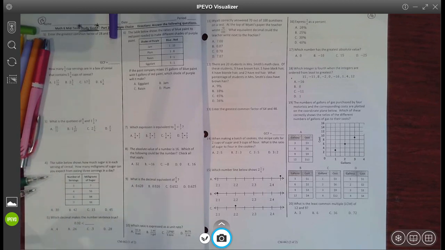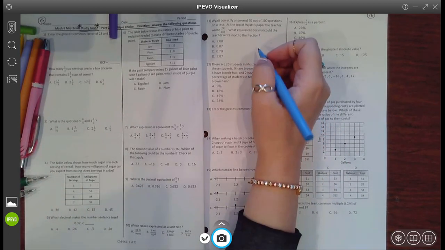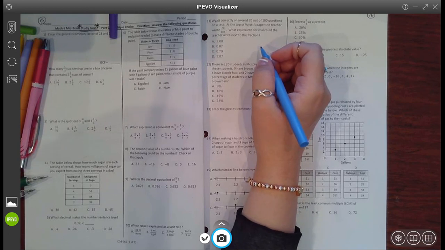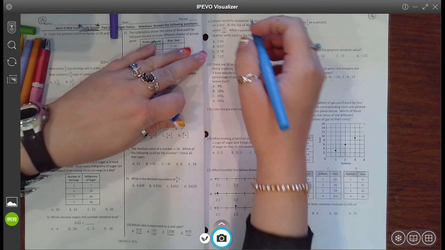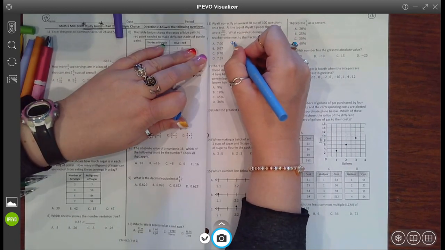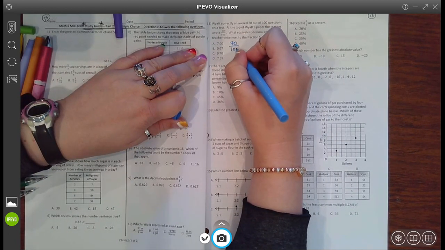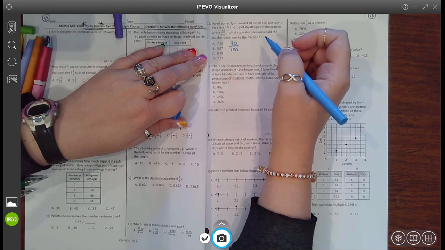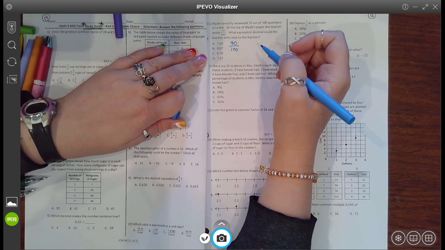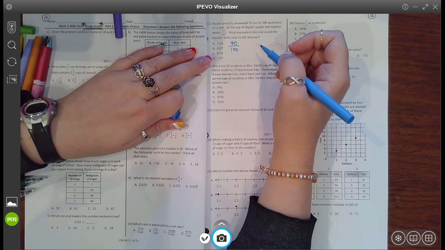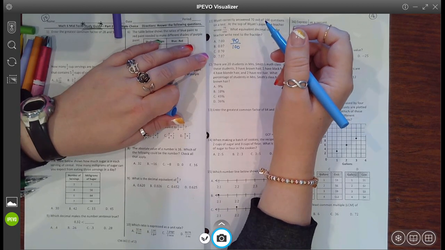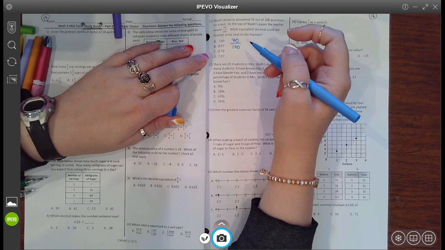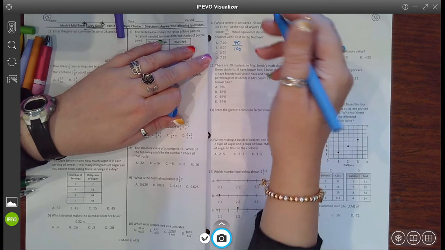Number 11 says, Wyatt correctly answered 70 out of 100 questions on a test. At the top of Wyatt's paper, the teacher wrote 70 out of 100 because he got 70 right out of 100 total questions. What equivalent decimal could the teacher write next to the fraction? Remember, at any point throughout this, if you want to try these on your own, I highly recommend that. So pause the video, try it, and then unpause it and check yourself.